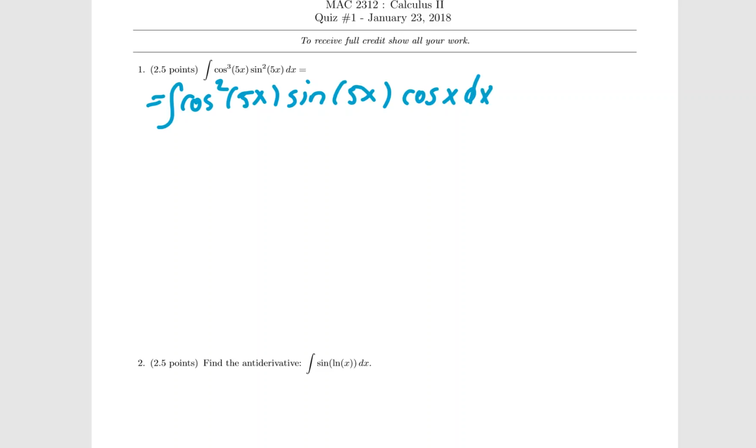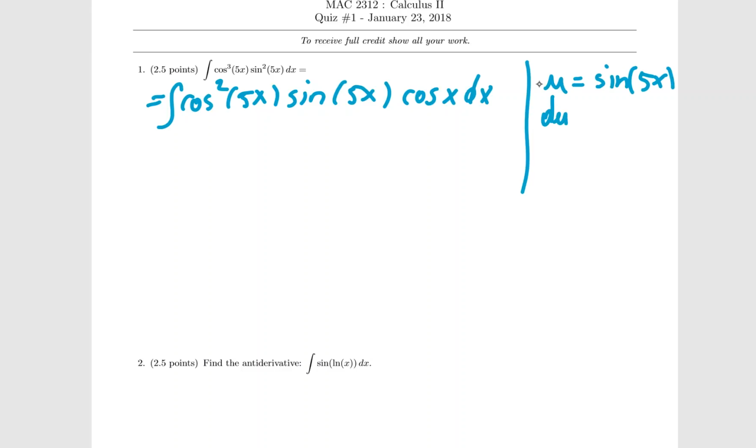This other version is very similar. So we're going to pull out a cosine. So it's going to be cosine squared of 5x sine squared of 5x times cosine of x dx. So then my u sub now is going to be sine of 5x.